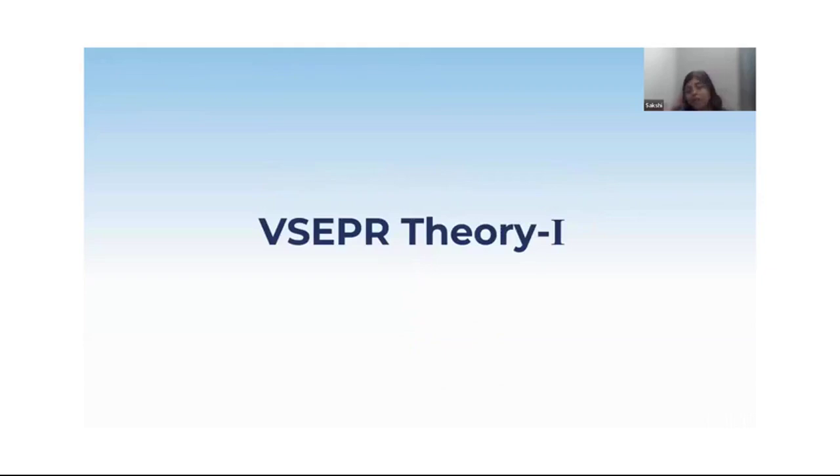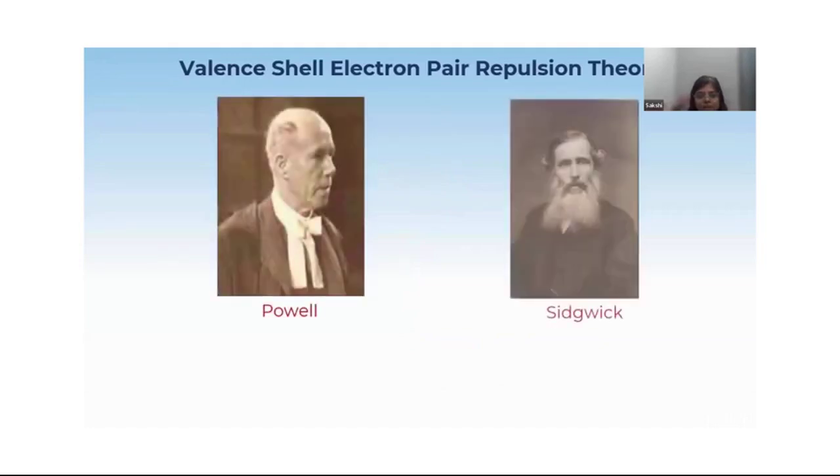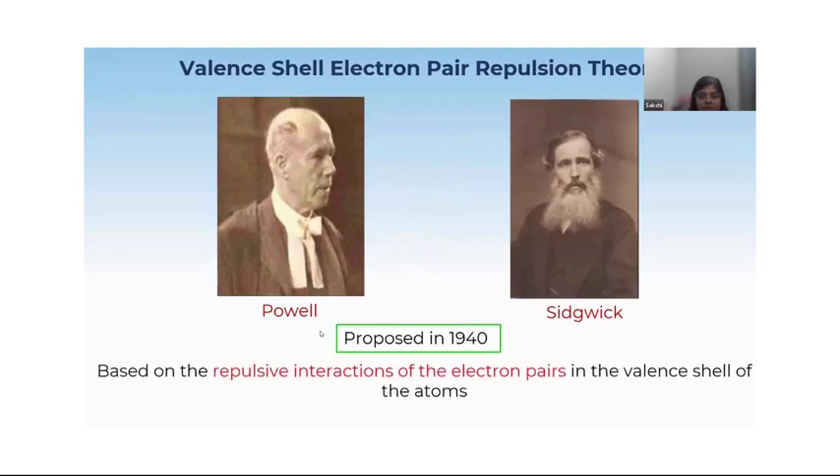Now we are moving on to the next topic, that is the valence shell electron pair repulsion theory, which is a very important part of this chapter. So this theory was given by Powell and Sidgwick. It was proposed in 1940. It is based on the repulsive interaction between the electron pairs in the valence shell of the atom.